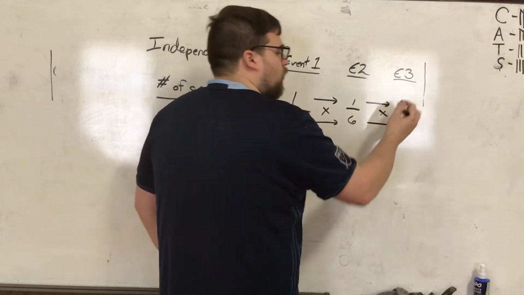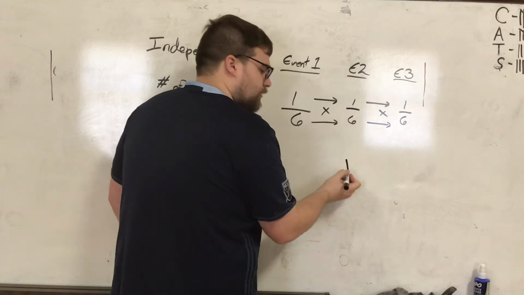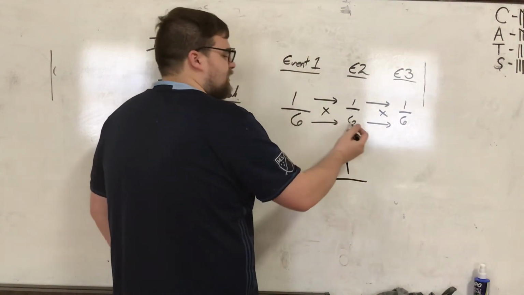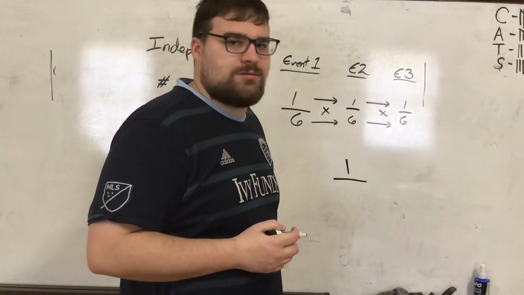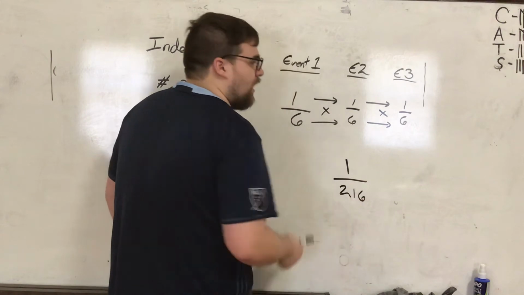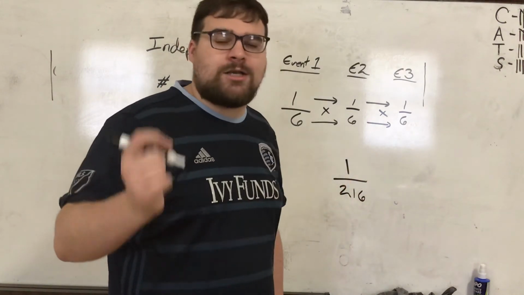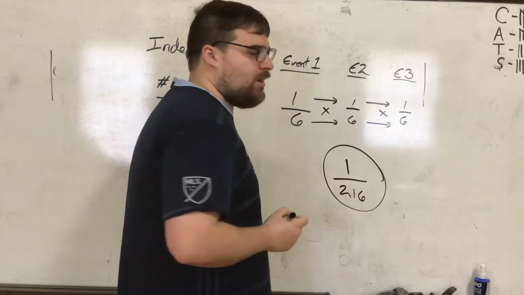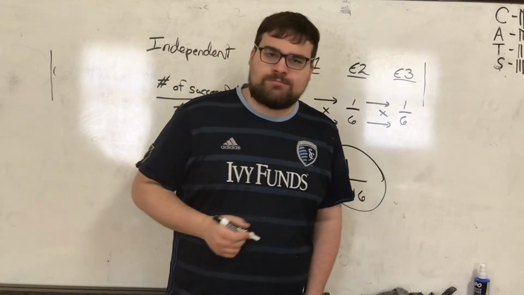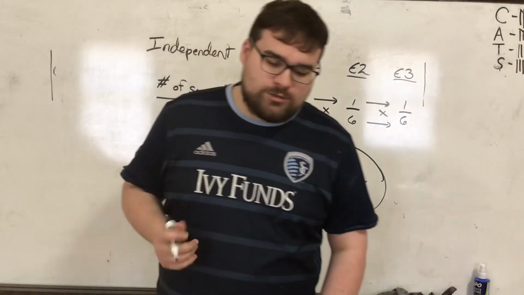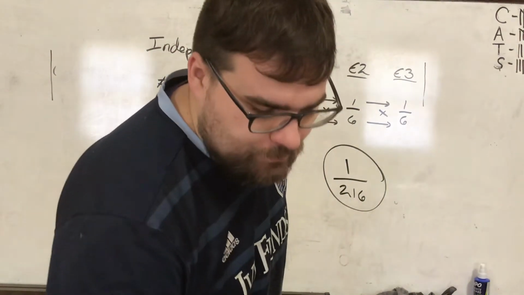So 1 times 1 times 1, well, that's still 1. But in the denominator, we have 6 times 6 times 6. That's 216. So the odds of you rolling a 1 three rolls in a row is 1 in 216. Pretty low odds, right? But that's how this works. Let's do one more example.